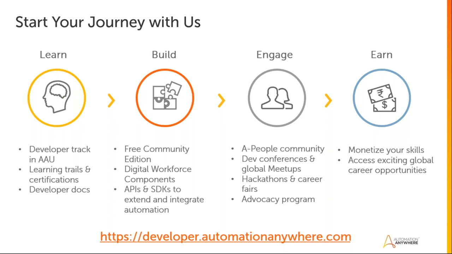And we have a developer portal, which is like the single point of contact where you can just go to developer.automationanywhere.com, and then you can navigate to different portals again, whether you want to go to the docs portal or the university portal or even to the A people forum. You have all the links which will help you navigate. So that's again, the URL is developer.automationanywhere.com.